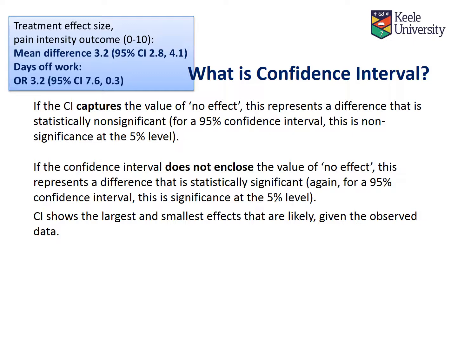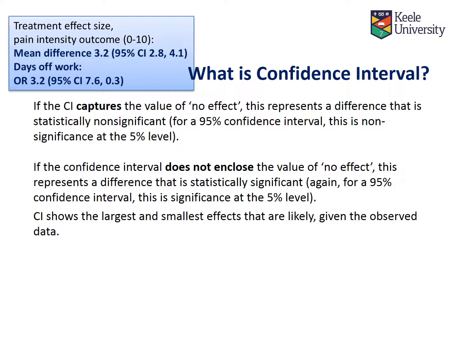The same thing applies for odds ratios. The only difference is the value of no effect is not 0, but 1, because the odds ratio is a ratio. When the odds in the active and the odds in the control are similar, there is no difference, then the odds ratio becomes 1. So if the odds ratio passes through 1, that means the treatment effect in that case is not significant.